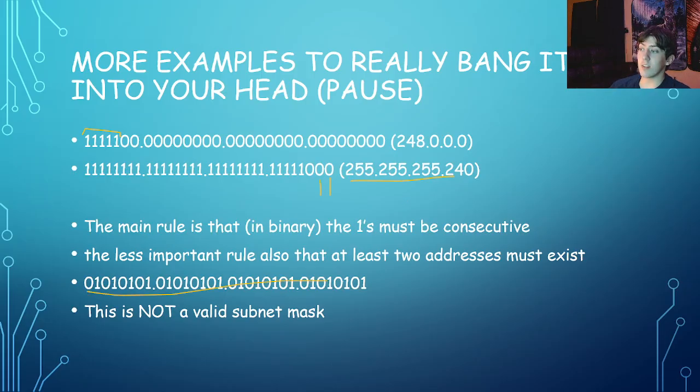Anyways, this here is not a valid subnet mask because it's got zeros followed by ones. The zeros have to be on the right, the ones have to be on the left, the ones have to be consecutive, so do the zeros. So they're being broken every other digit, so not valid, evil.